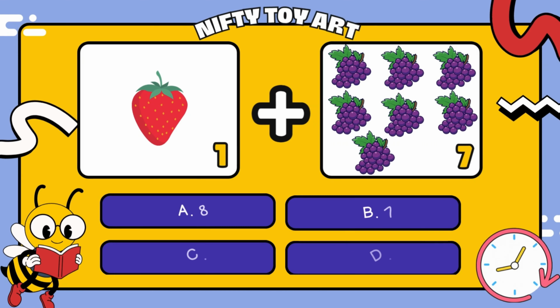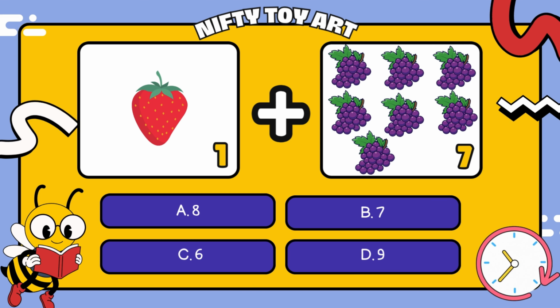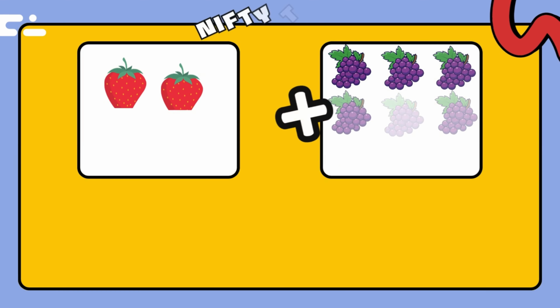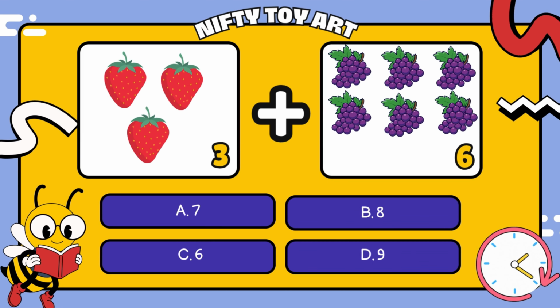I have 1 strawberries plus 7 grape. How many fruits do I have? That's right, 8 fruits. I have 3 strawberries plus 6 grape. How many fruits do I have? That's right, 9 fruits.